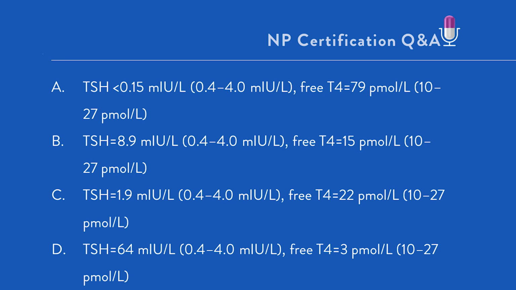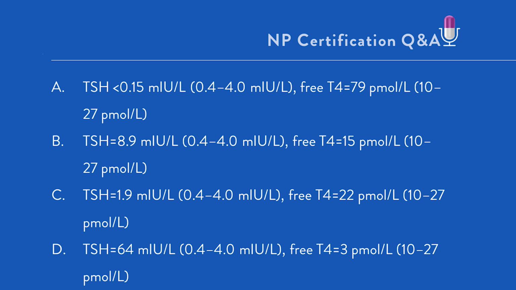Option C, the TSH is 1.9, which is within normal limits, and the free T4 is 22, which is also within normal limits. Both values are within normal range. This would be found in a person without thyroid dysfunction. And we are being asked specifically in this question to find the results consistent with hypothyroidism.